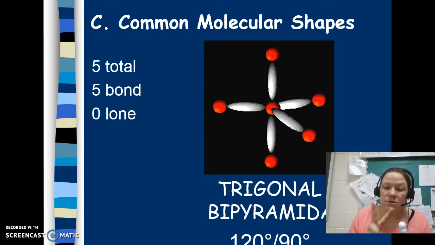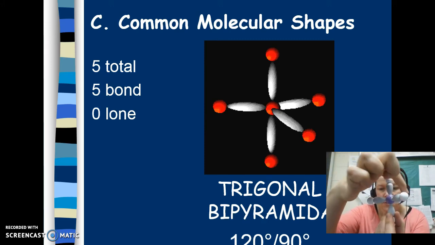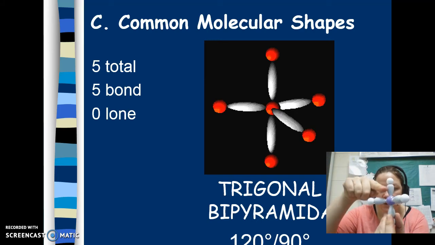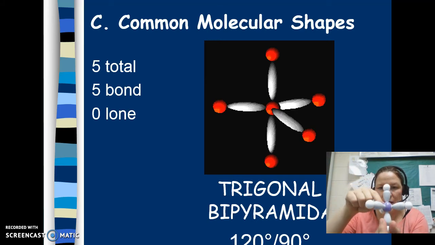But notice there are 2 bond angles here. If you're looking in this plane, with one sticking up and one going straight down, all of these would be 90-degree angles. So this one would be a 90-degree angle, this would be a 90-degree angle. And again, you can see that with the 3D structure.